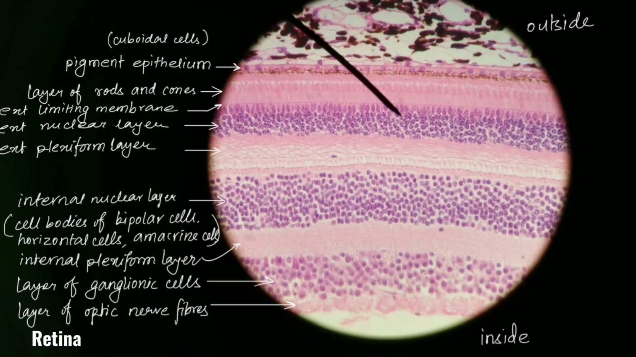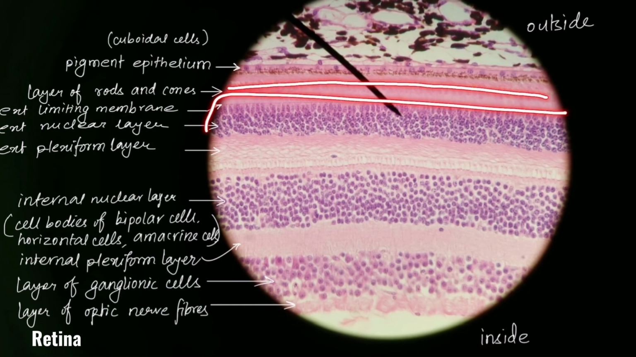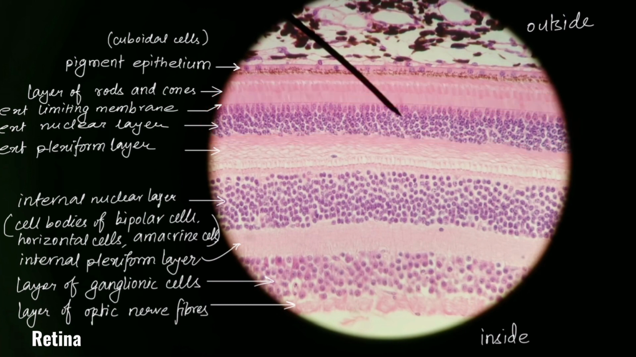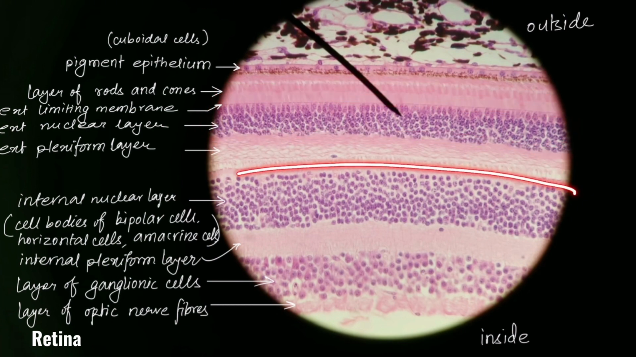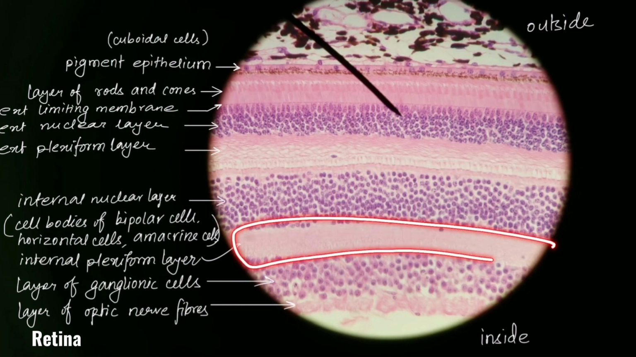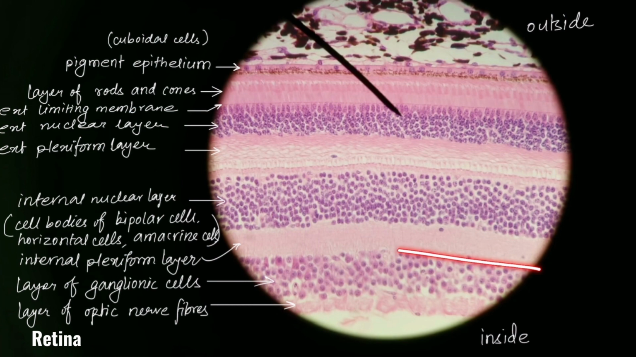You can look at the rest of the layers right here. There's your outermost pigment epithelium made up of cuboidal cells. Then you have your layer of rods and cones. These are the nuclei of rods and cones. Then you have your plexiform layer, and then there's your nuclei of bipolar cells. There's your internal plexiform layer, and then you have your nuclei of ganglionic cells, from which arise axons.